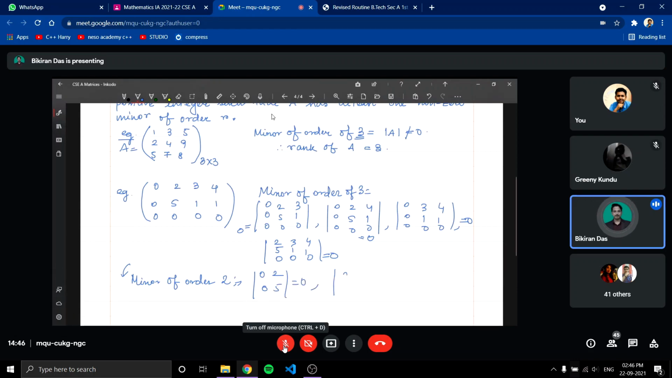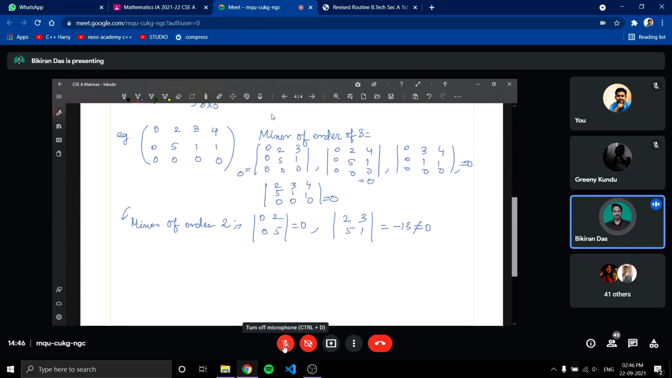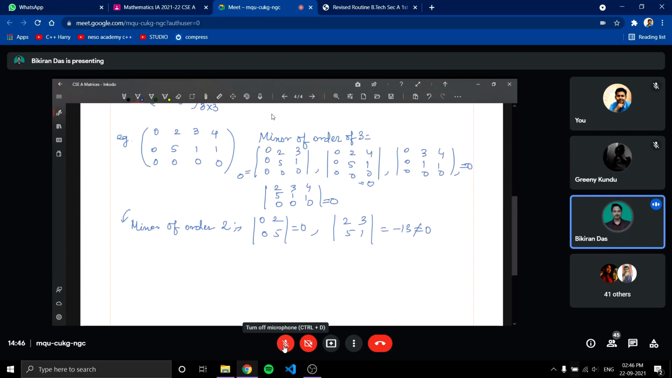We can take this one, 2, 3, 5, 1. So this is 2 minus 15, which is minus 13, not equal to 0. So you got a minor of order 2 which is not equal to 0. You don't have to check the other minors of order 2. We just need one minor which is not equal to 0. Since this minor of order 2 is not equal to 0, we can say that the rank of this matrix A is 2.